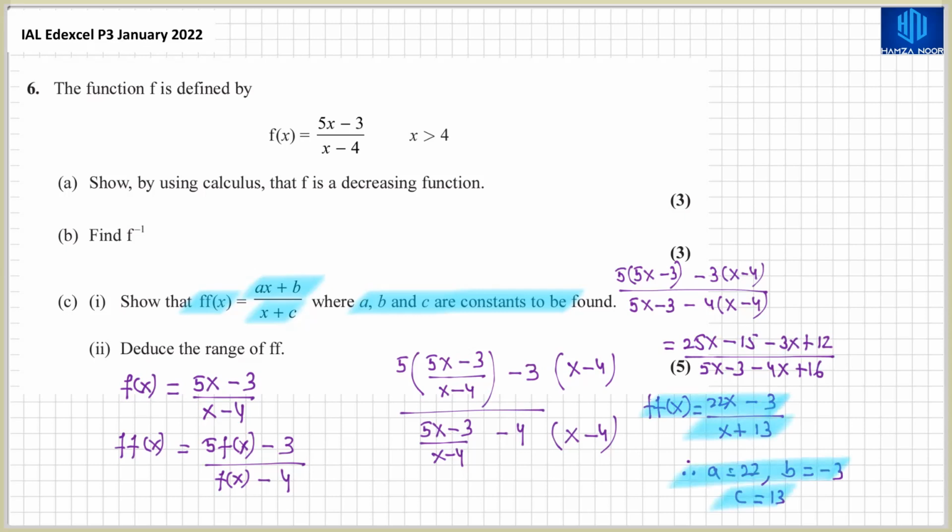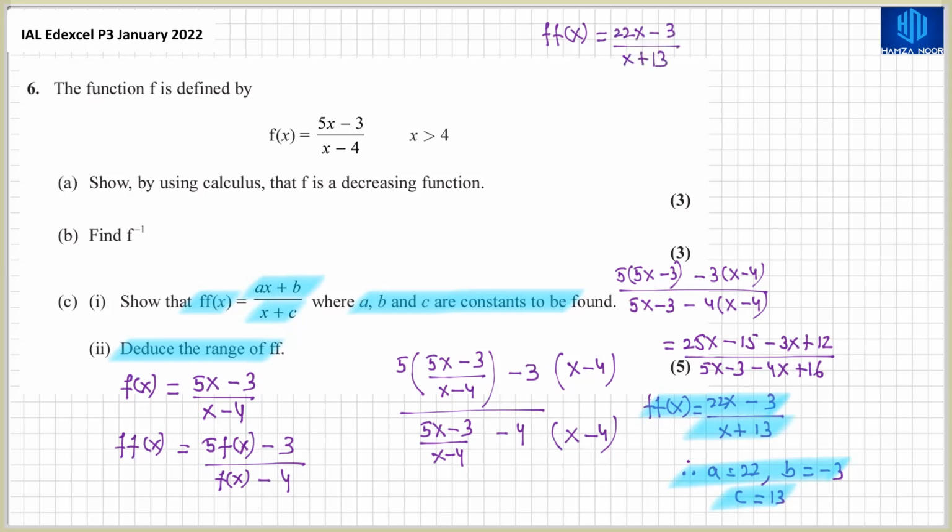All right, now we have the last part, which is to find the range of the composite function which we have obtained in part 1. Here I'm going to use a similar approach to the one I used in part B, which is to express this composite function f of f x in a mixed fraction form, so that we can sketch the graph for it. As we know, f of f x is equal to 22x minus 3 divided by x plus 13.